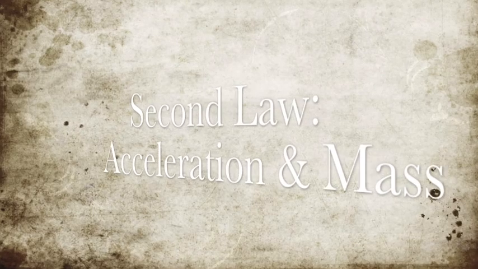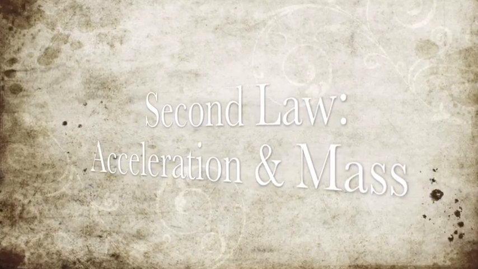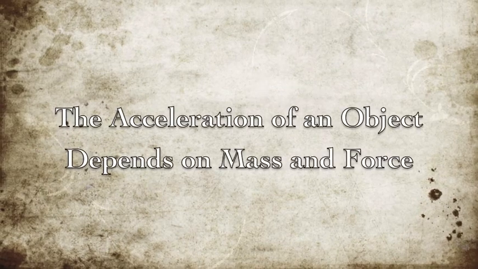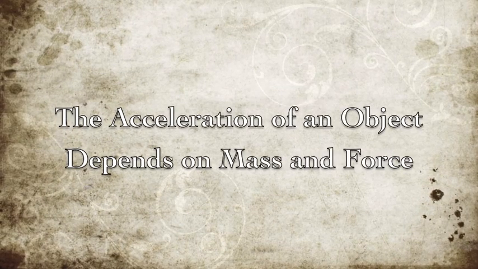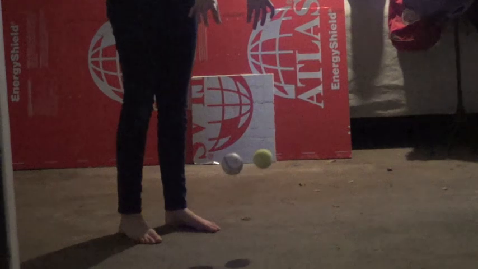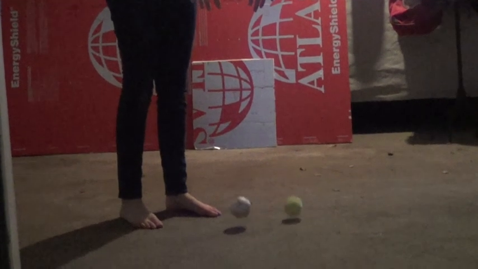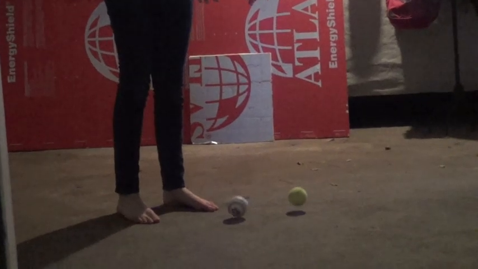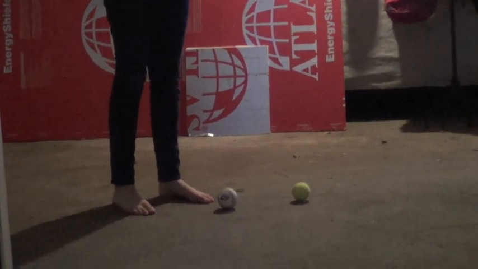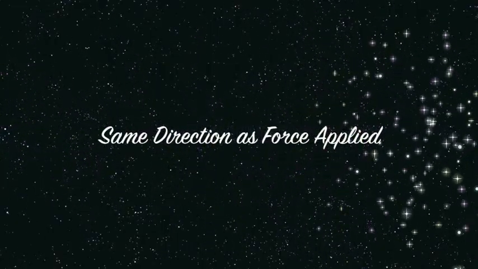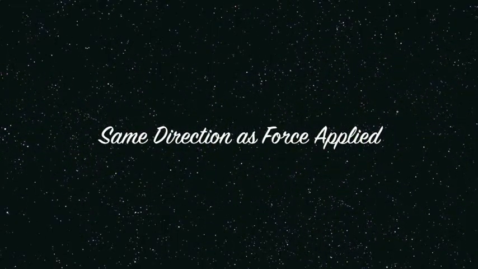In his second law, Newton stated that the acceleration of an object depended on the mass of the object and the amount of force applied. Newton's second law illustrates the relationship between acceleration and force. He determined that acceleration depends on 2 factors, mass of the object and magnitude of the force applied. He also acknowledged that acceleration is in the same direction as force applied, and that when more force is applied to an object, there will be a greater acceleration.